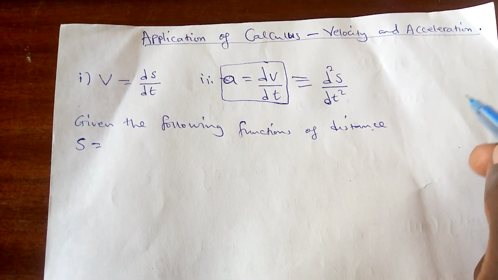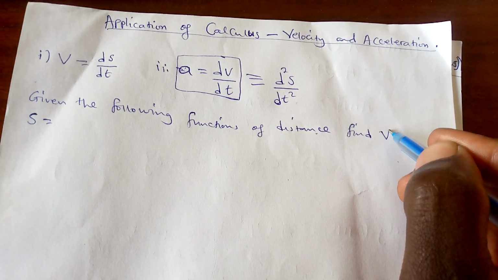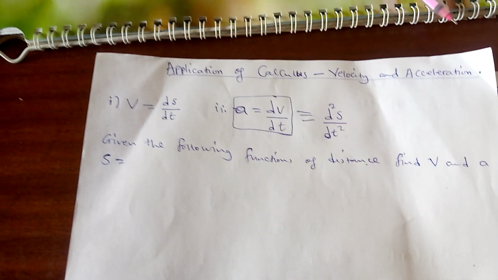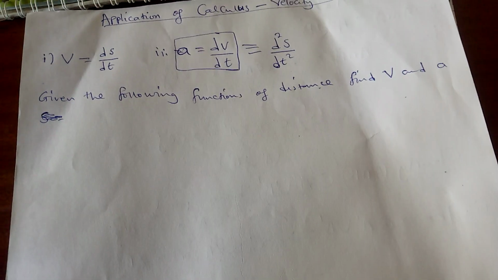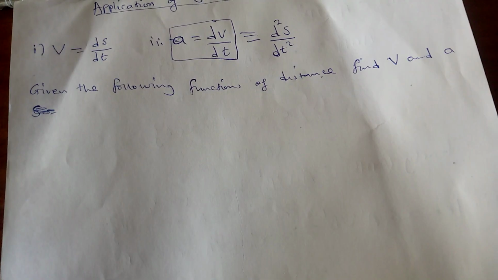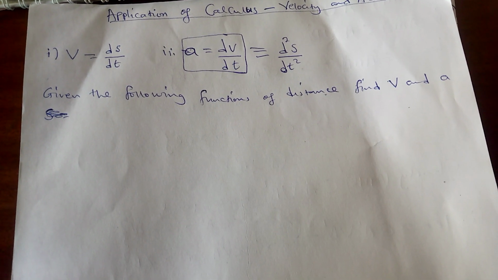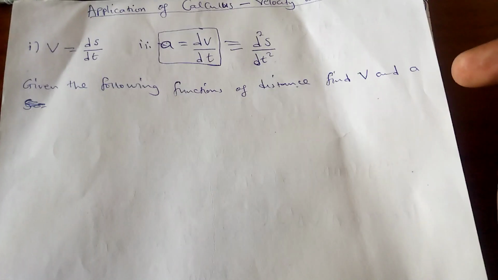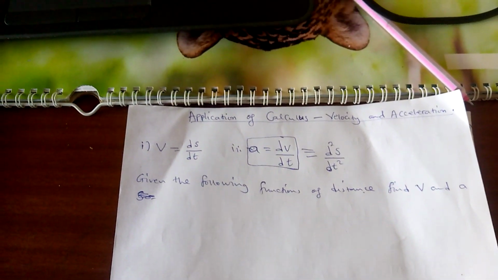So given the following functions of distance, find v and a, that is find velocity and acceleration. Or find the functions that relate to velocity and acceleration. So what you're going to find is really a function, not really the value of velocity and acceleration. We are finding the functions that relate to velocity and acceleration. So that is how the question was supposed to be read.